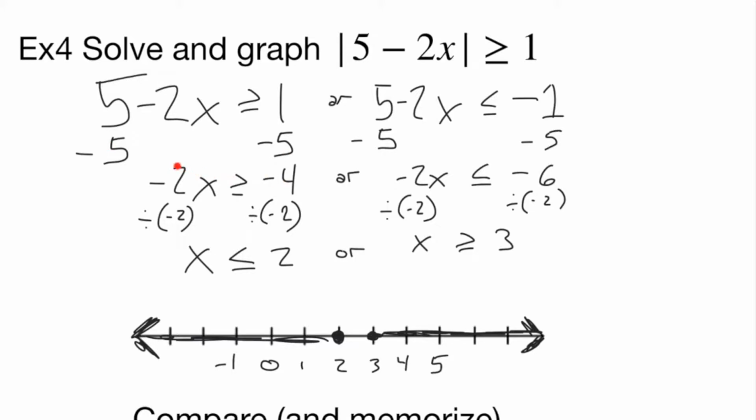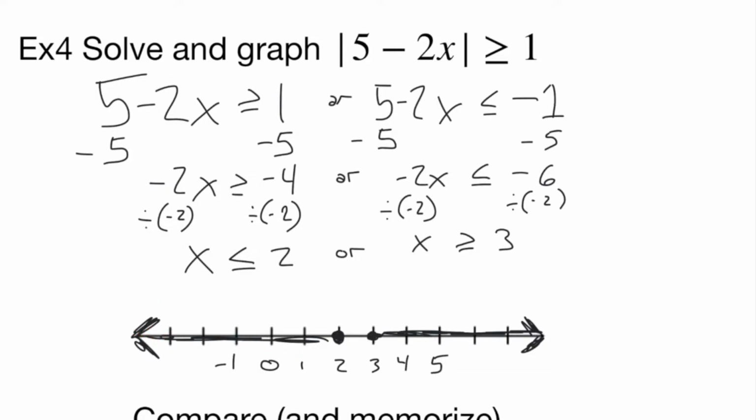Subtracting 5, you get this. Now here, seeing that we have a negative out front, when you multiply or divide both sides of an inequality by a negative number, you have to flip the sign. Because this is negative 2, I'm going to flip the sign. It starts out as greater than or equal to, and now it's less than or equal to. x is less than or equal to positive 2. Because it's less than or equal to, it's a closed dot, and then everything to the left is less than or equal to it.